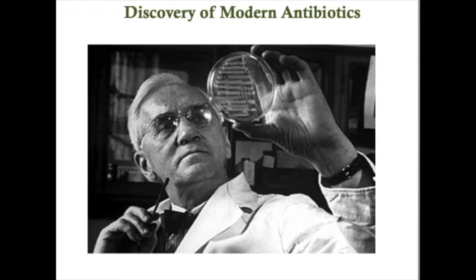By extracting the substance from cultures of the mold, he was able to demonstrate its antibacterial activity not only on the plates, but also when given to infected mice. Fleming named this substance that killed bacteria penicillin after the penicillium mold from which it was obtained. Penicillin functions by inhibiting the synthesis of bacterial cell wall.